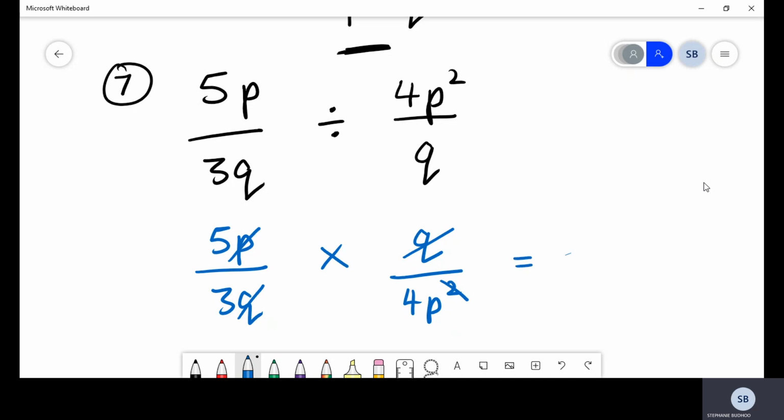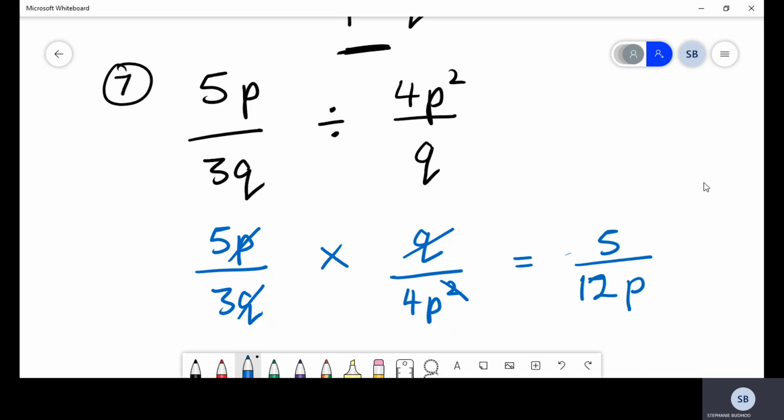Now on the numerator, we have left 5. And on the denominator, we have 3, 4 3s are 12, 3 times 4, and we have the letter p. That's your answer. Simple as that. If you wanted to, you could have multiplied the entire 5p by q, and then you could have multiplied the denominator entirely and then cancelled.